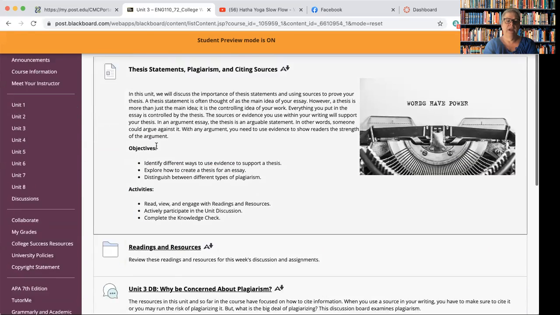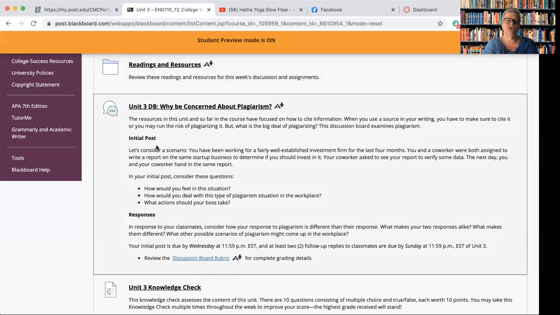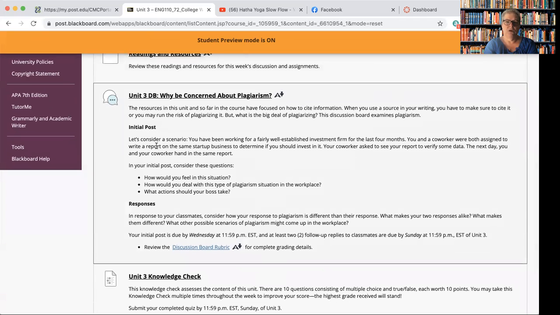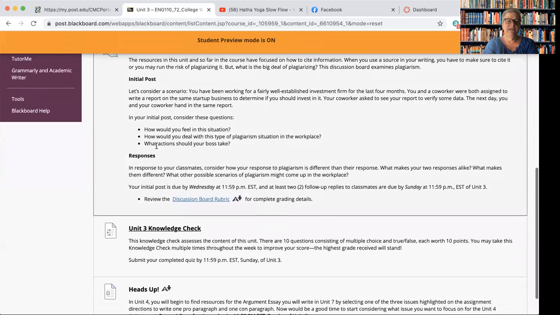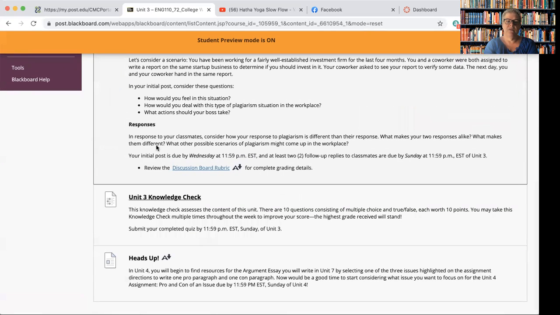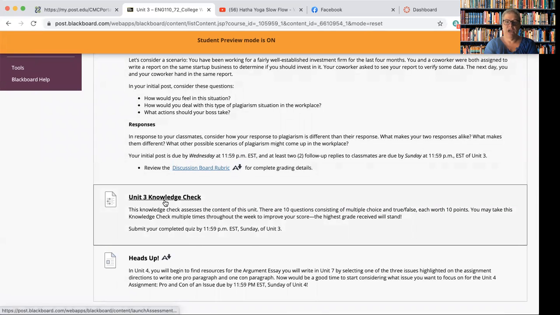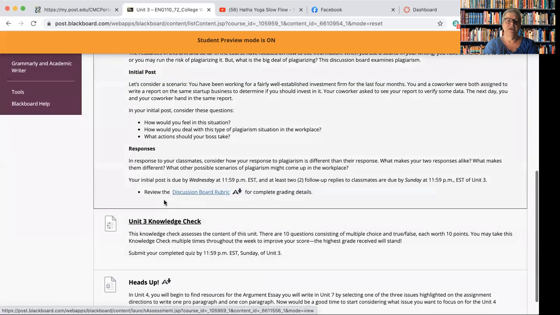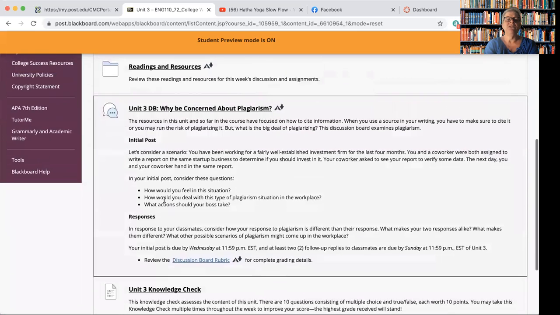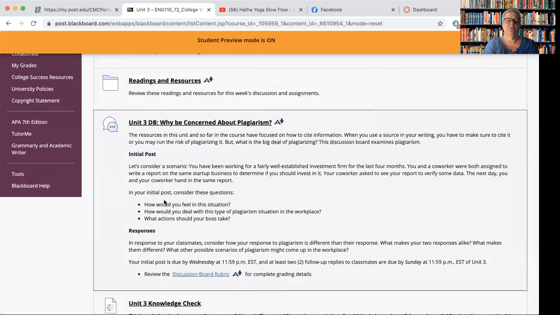Then if we go and take a look at our assignments, as usual, we have a discussion board, which we'll look at. And then instead of a writing assignment this week, you have another knowledge check, which is kind of like taking a test. You can redo those. So take it until you get the score that you want on it. You can improve your score on those, unlike some of the other assignments. But let's take a look at the plagiarism discussion board.